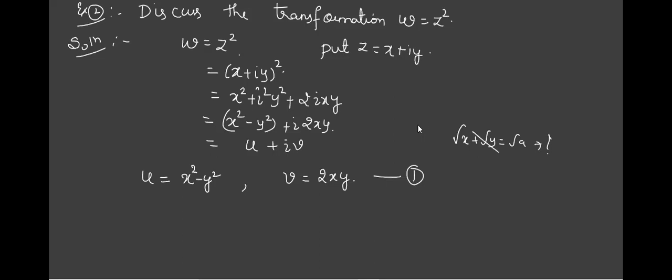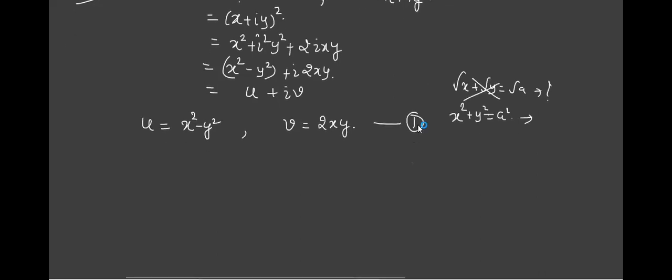Surely difficult. Instead, if I say x square plus y square equal to some a square, can you tell me what this is? This is a circle. That's why we'll not go to apply that complicated form. We'll keep it as it is. Now, what we'll do is we'll straight away take the two cases.